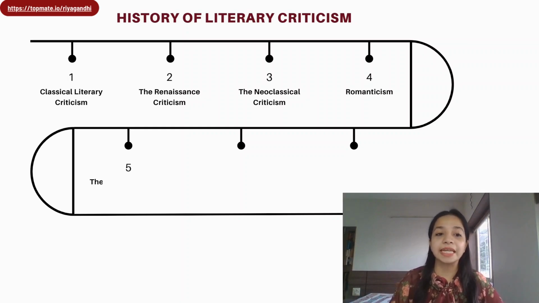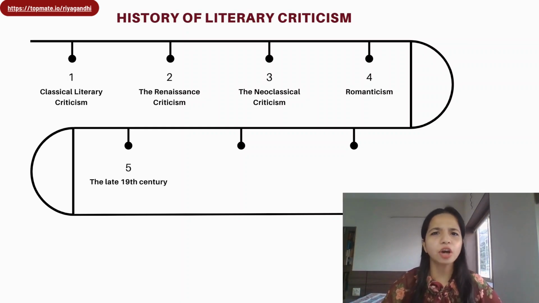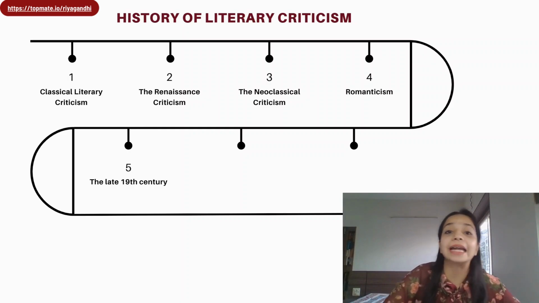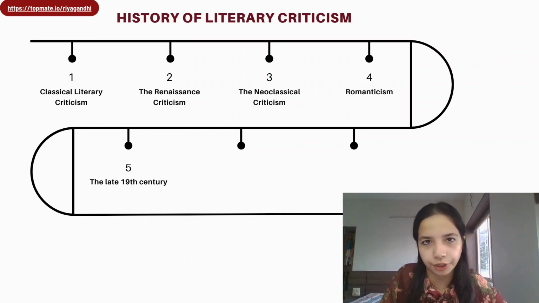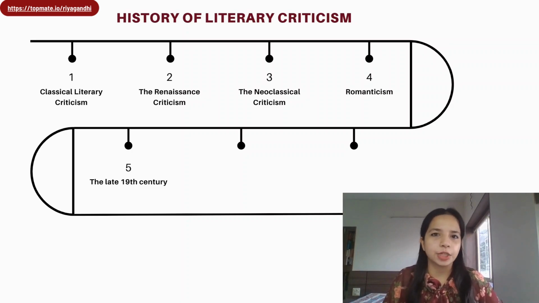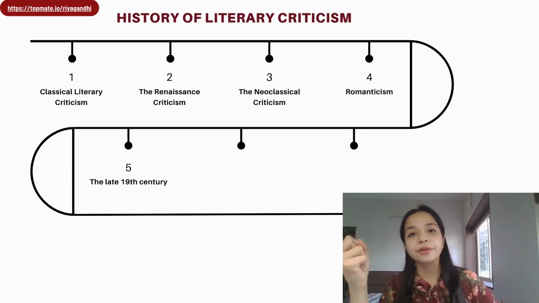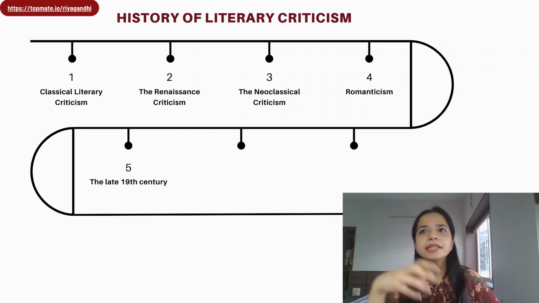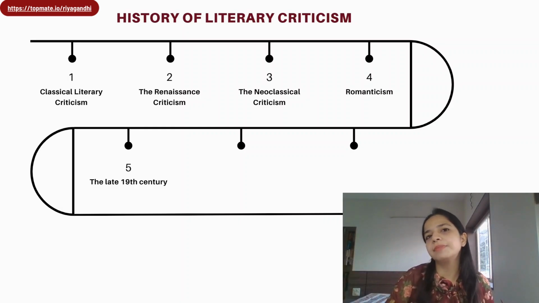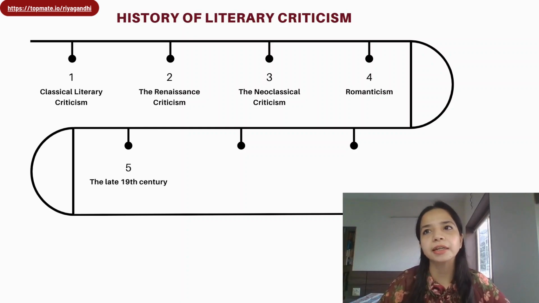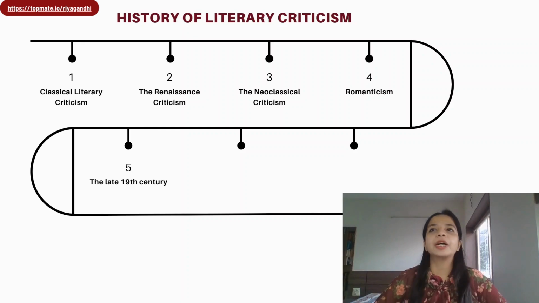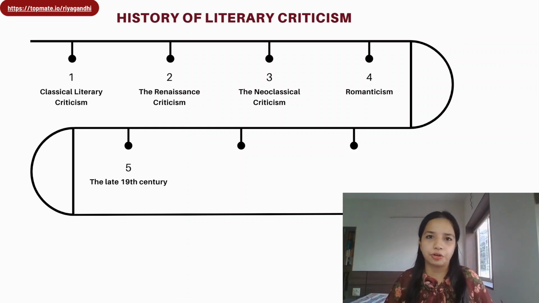And then comes the 19th century, which is often categorized under the Victorian age. This age was basically marked by the rise of industrial capitalism. So the kind of literary criticism that flourished during this period was very traditionalist, because there were two factions, as we discussed in the first lecture of this lecture series, between the believers as well as the non-believers.